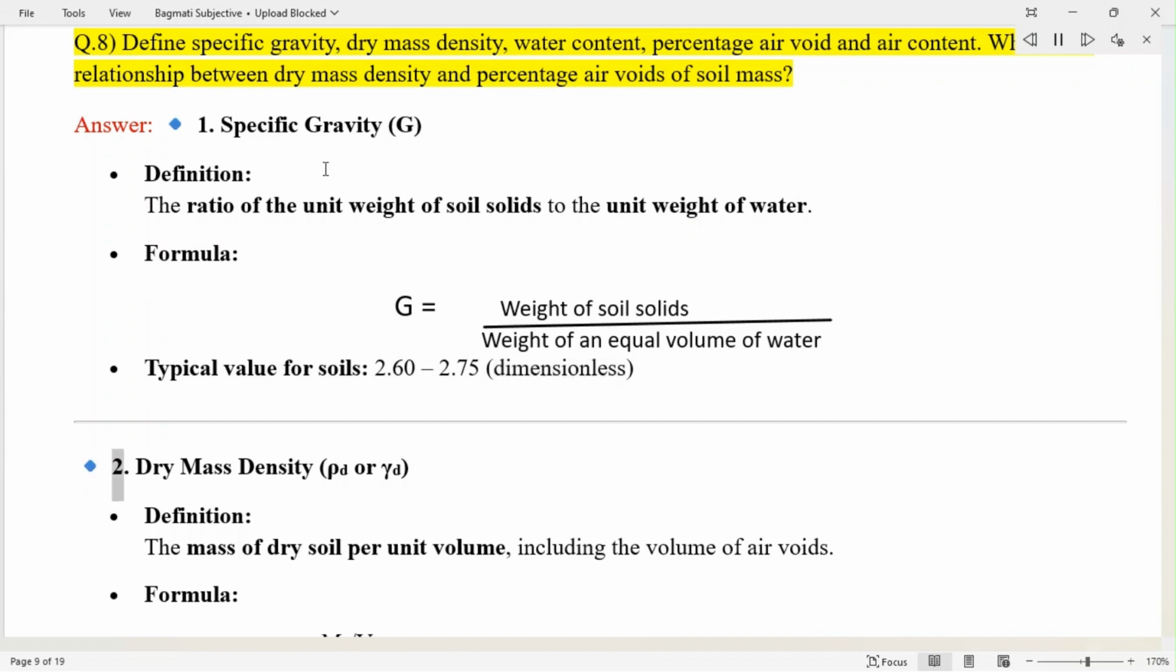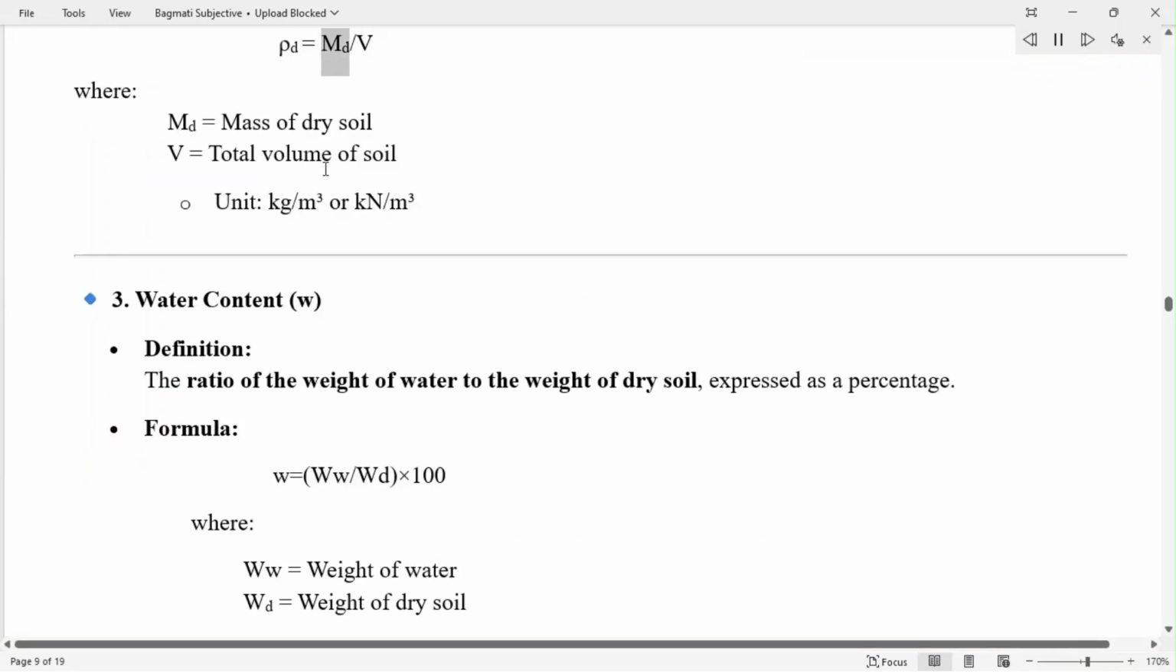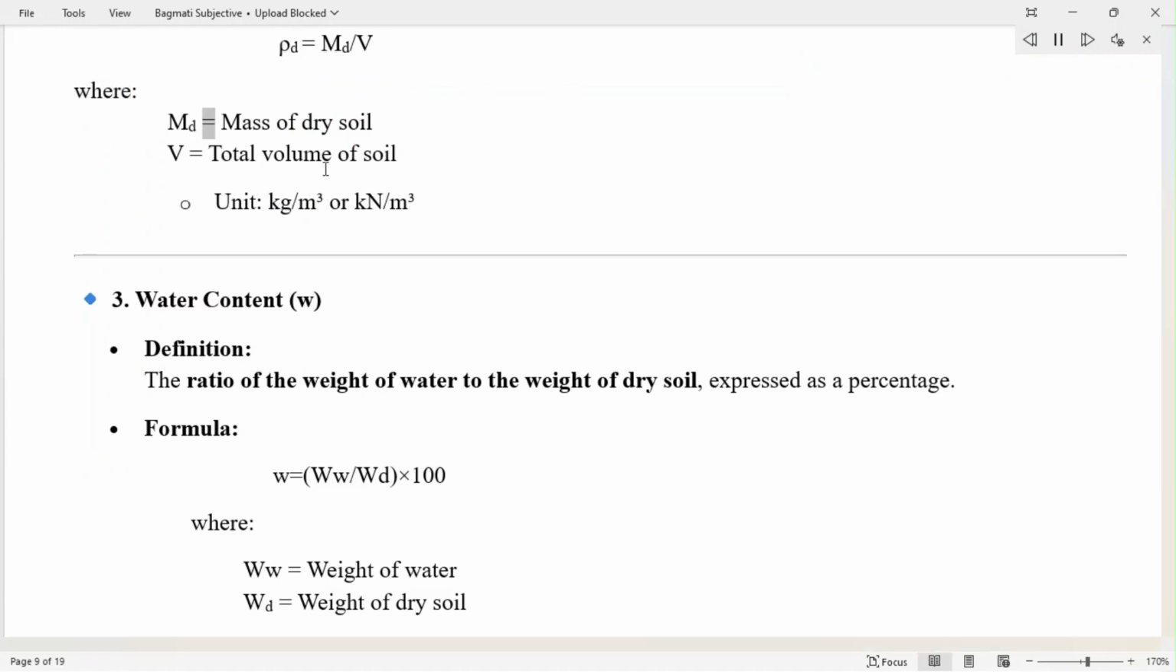2. Dry mass density, ρd or γd. Definition: the mass of dry soil per unit volume, including the volume of air voids. Formula: ρd equals md/V, where md equals mass of dry soil, V equals total volume of soil. Unit: kg/m³ or kN/m³.